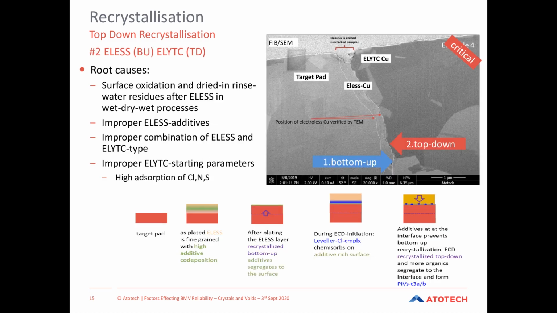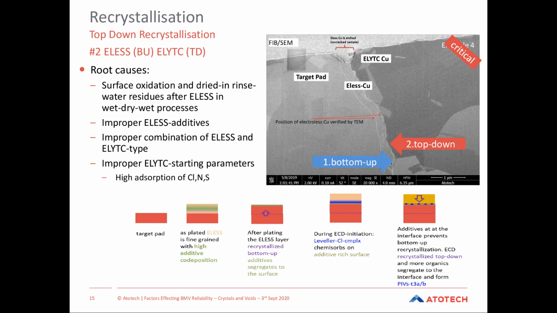The next one is where it starts getting a little bit more complicated, because the electroless layer does a bottom-up recrystallization, but the electrolytic does a top-down. So the boundary has shifted away from the target pad and is now between the electroless and the electrolytic. There are two potential mechanisms for this, which we've tested and both seem to be valid.